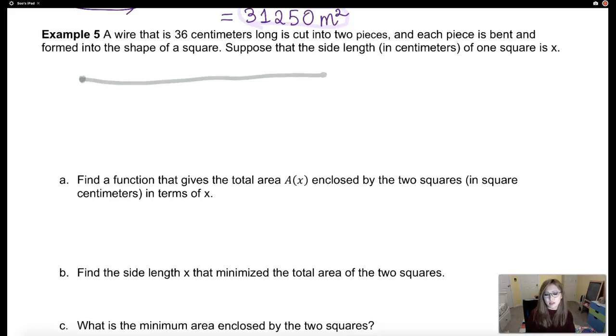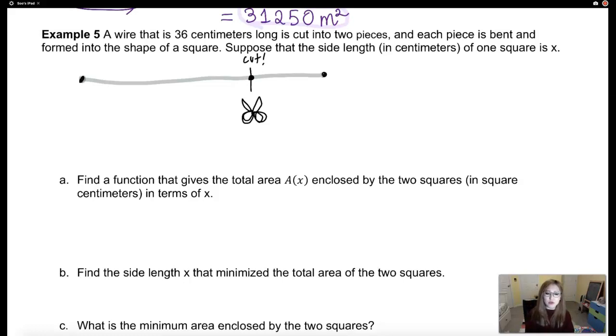So I'm thinking, cut it right here. Guess what that is? That's my scissor. So we're going to cut it right here. But the whole thing is 36 centimeters long. So we're going to create 2 different lengths, smaller wires. And they said each piece is bent and formed into the shape of a square.